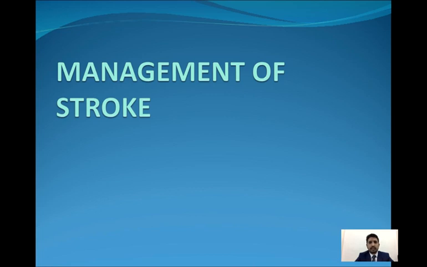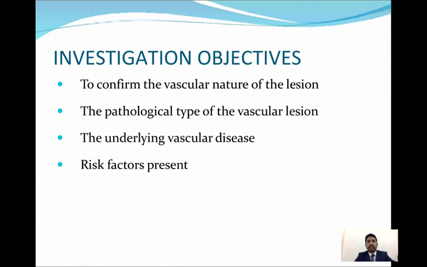First of all, there are emergency investigations and then there are follow-up investigations. The objective of investigation is to confirm the vascular nature. Up till this point, we have confirmed that there is sudden onset focal neurological deficit, and now we are going to confirm our third criterion, that is vascular origin. So the objective of investigation is to confirm the vascular nature of the lesion, and if it is vascular, what type of vascular lesion it is, and then the underlying vascular disease and the risk factors.